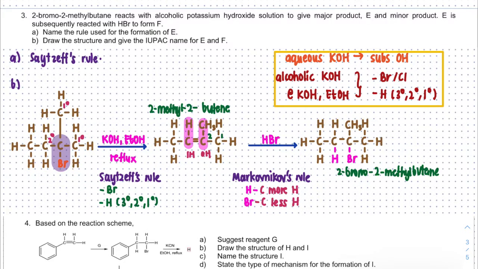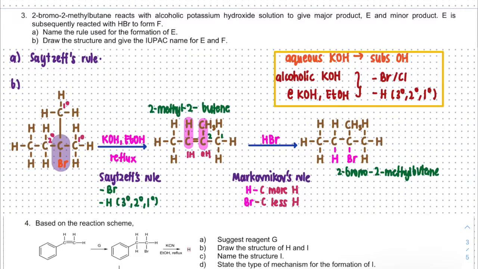So for the case of haloalkane, we will see a bit of the reaction of our alkene itself. This one will follow Markovnikov's rule. Again, hydrogen with the carbon with more hydrogen, bromine with the carbon with less hydrogen. So that is actually for the structure, question number 3.